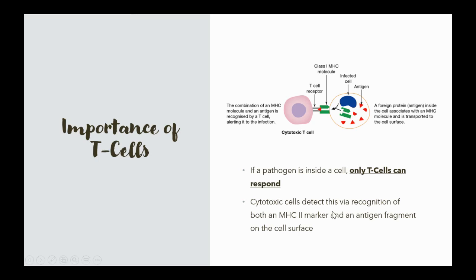Cytotoxic T cells detect it by the recognition of the MHC marker and an antigen fragment on the cell surface. They go, yep, okay, that's where it is. I need to kill that cell.